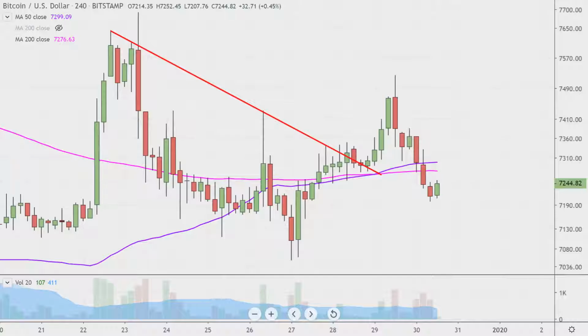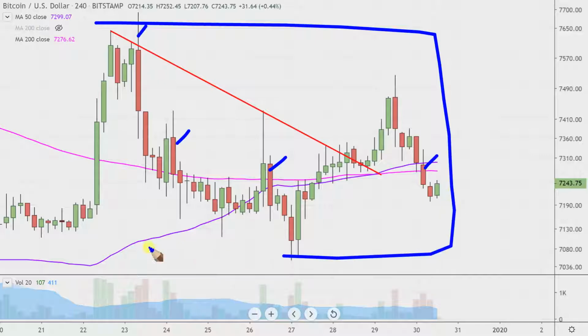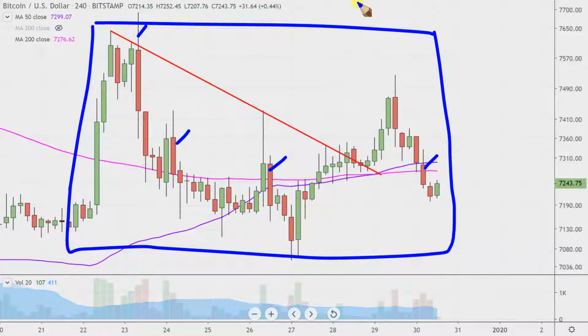Real quick, what do I mean by 4-hour in case maybe you're new to charts? Instead of each one of these candlesticks, as they're called, representing 1 day's worth of price action, which is what you would normally see, each one represents 4 hours. So this here may look like a few weeks worth of time. It's actually just the past several days broken down into 4-hour time slices.